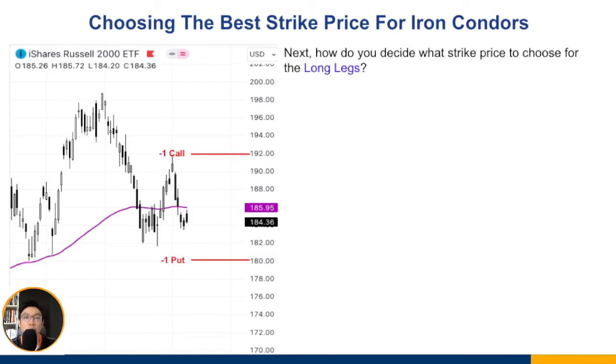So now that we have already chosen the short legs, the next step is how do you decide what strike price to choose for the long legs.